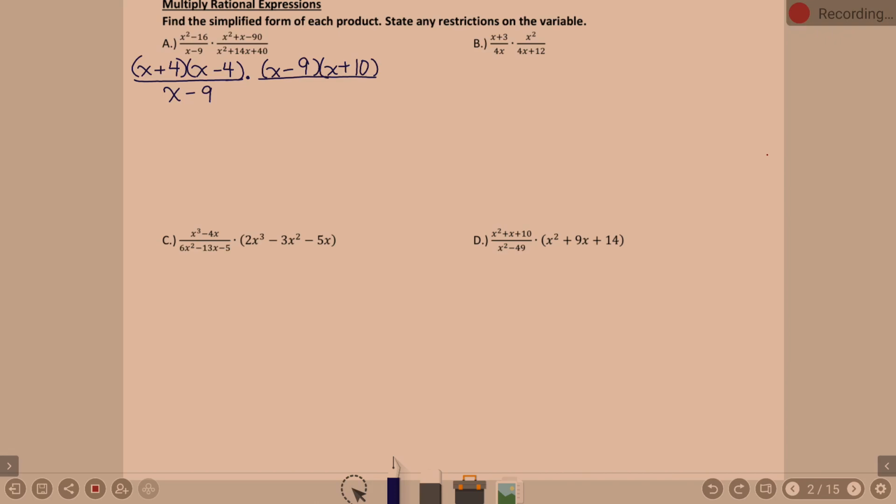Okay, denominator. X squared plus 14x plus 40. Take a guess what we're going to do. We're going to guess it's going to be x and x. Okay?